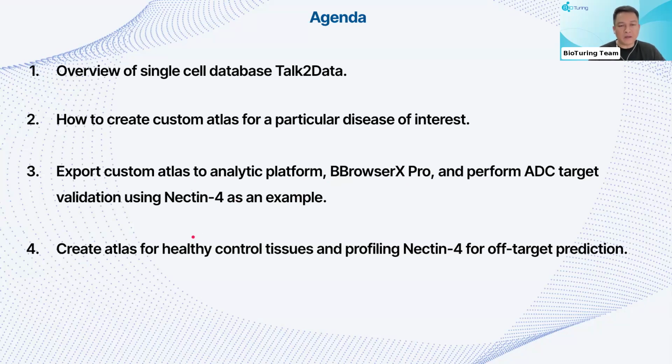After creating the atlas for the disease tissue or condition, it's also important for drug development that we can look at healthy normal controls. So we can use the same methods to create an atlas for the healthy control tissue and profile the Nectin-4 expression for off-target prediction. For today's demonstration, we will focus more on the usability of the platform, on finding and validating the target, rather than the biological interpretation.